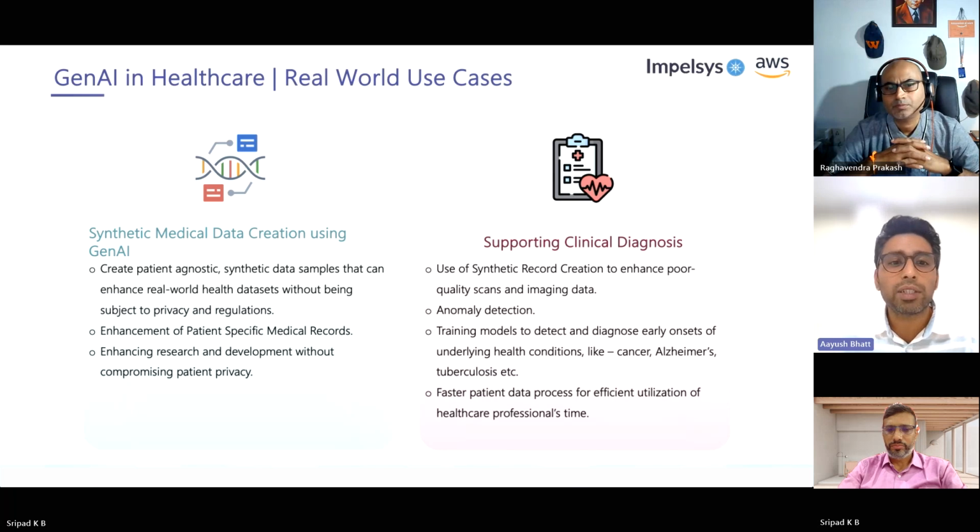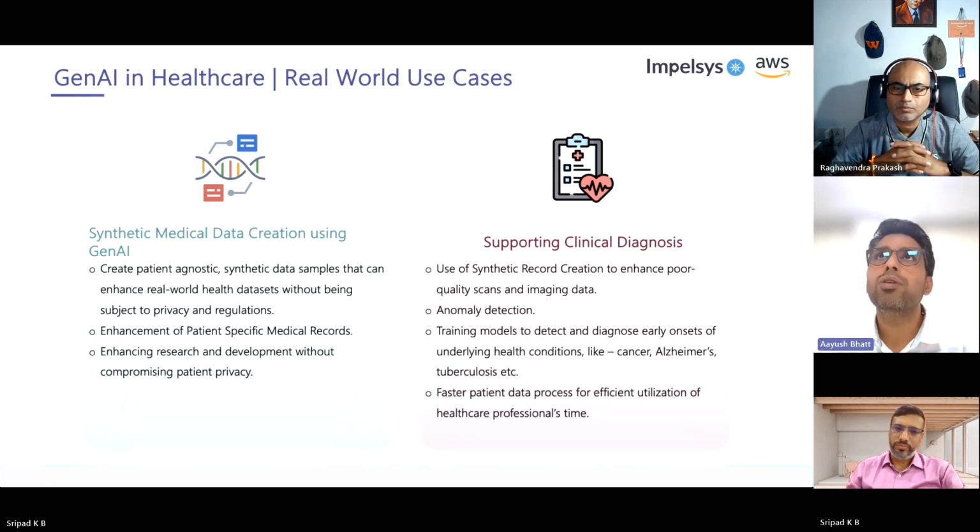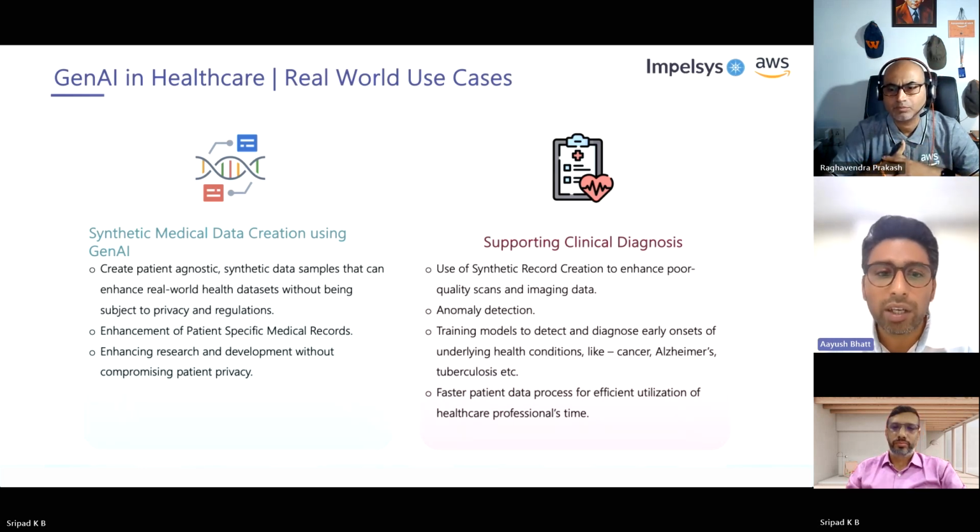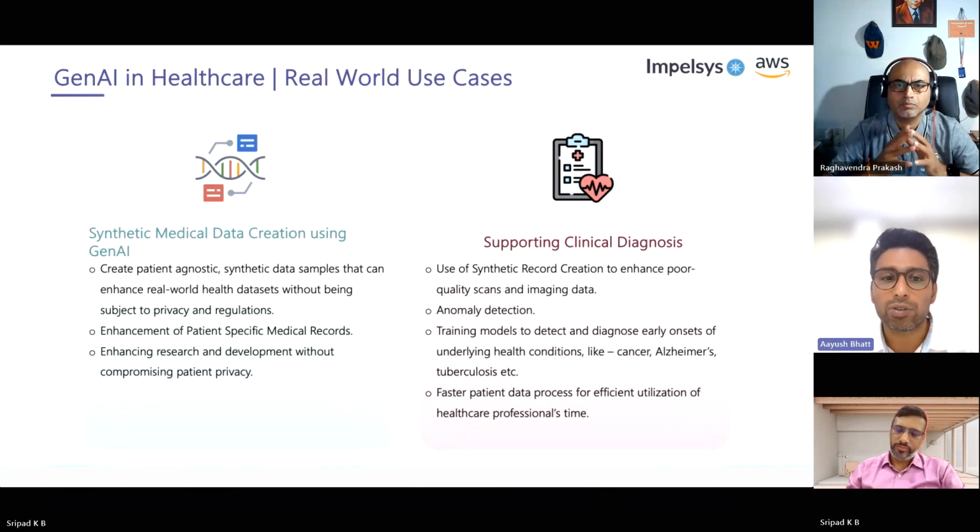Another real world implementation of it could be in the case of anomaly detection. Herein, Gen AI can leverage models to identify anomalies in the patient health data and the scan information. So it can help in quickly identifying underlying critical diseases like cancer, Alzheimer's, and so on. Most of the organizations are currently using Gen AI capabilities in this area to support clinical diagnosis, which is basically to speed up the whole process. That's how they are reducing healthcare professional burnout, and overall patient satisfaction is also going up.